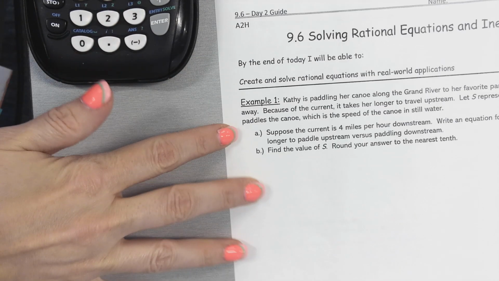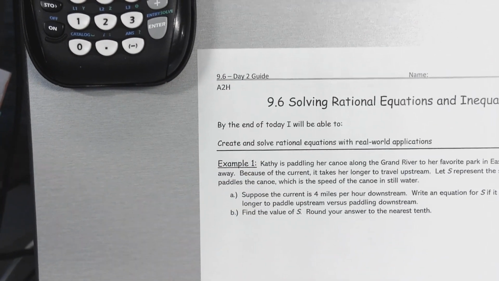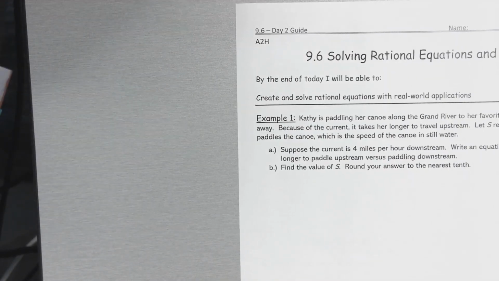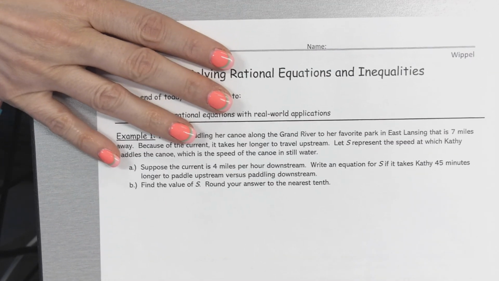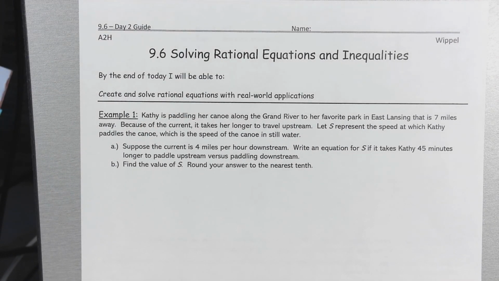So in 9.6 day 1, we learned how to solve rational equations, and now we're going to apply that to story problems. There's going to be a couple of different types of applications that we're going to do. The first one has to deal with rates. We're going to create and solve these rational equations.